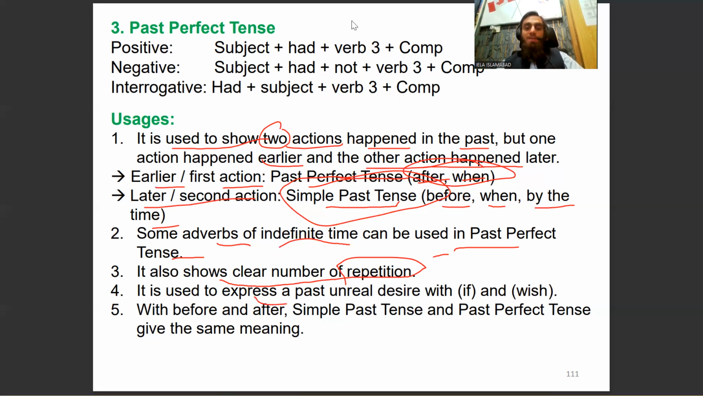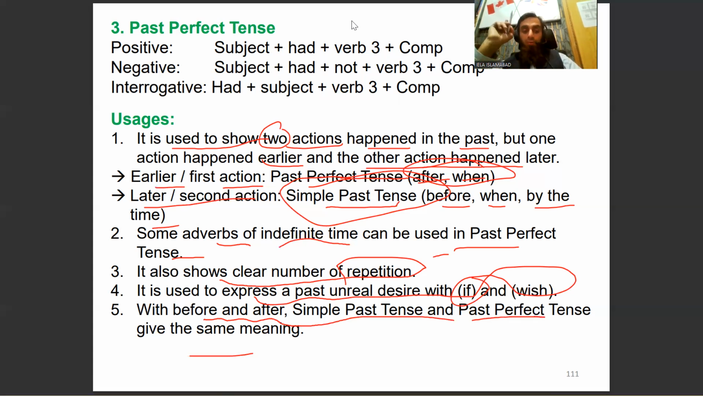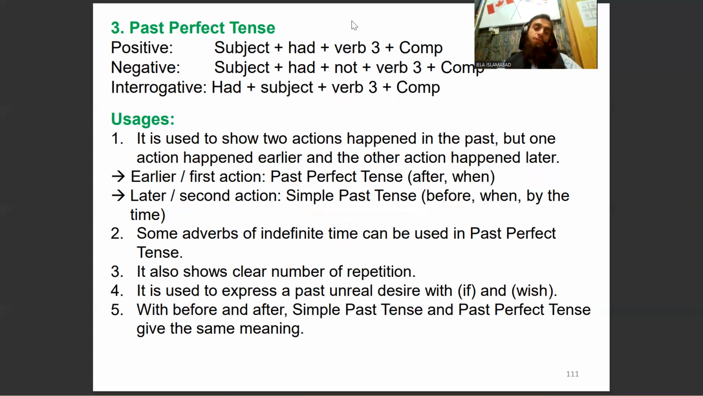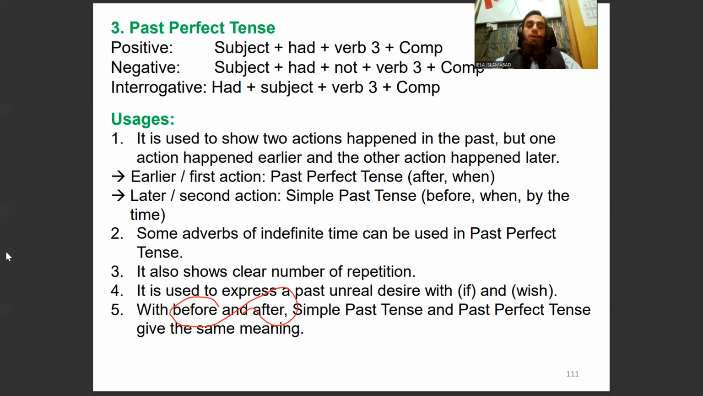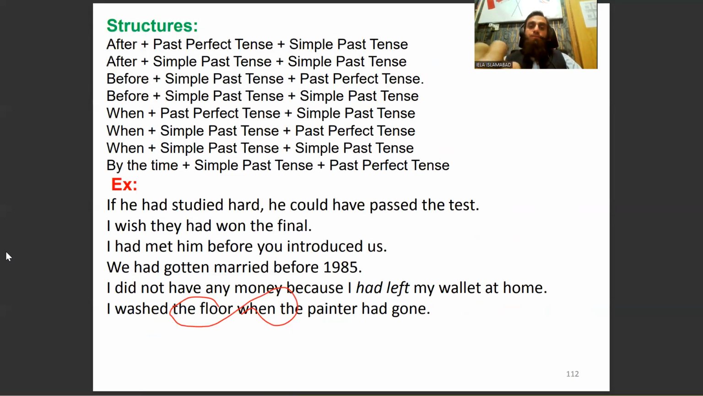It is used to express a past and unreal desire with if or wish. We discussed earlier, with before and after, simple past tense and past perfect tense give the same meaning. With before and after, this is a very unique point, both tenses give the same meaning. Now, we have a structure for after, before, when, and by the time.